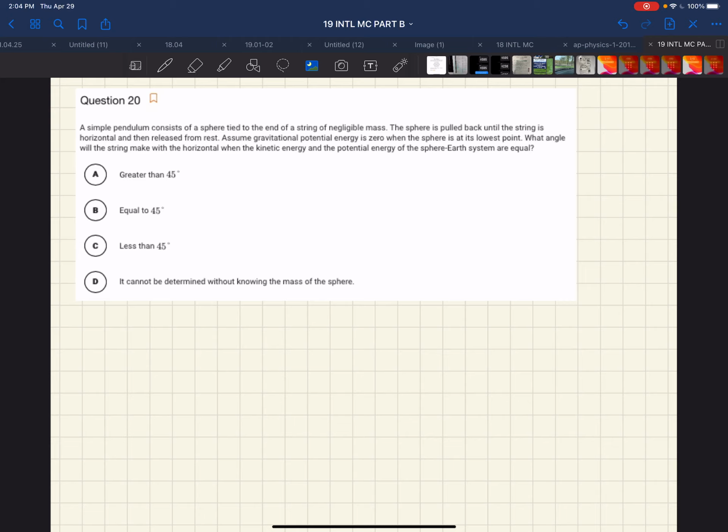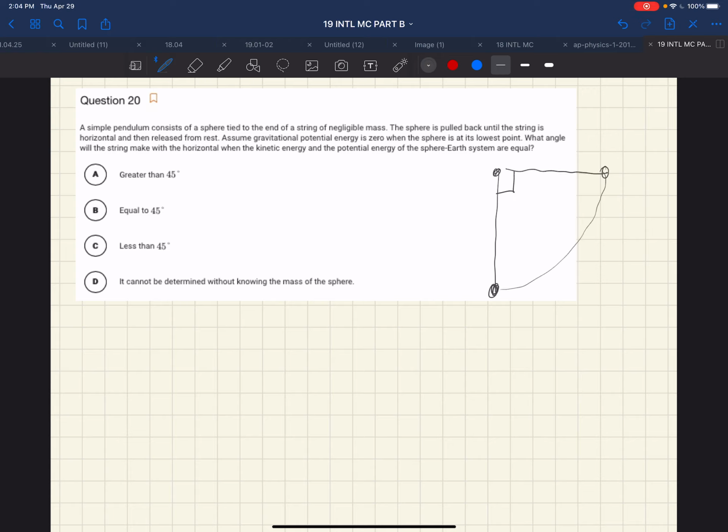Question, we are told there is a pendulum. It's tied to the end of a string of negligible mass. The sphere is pulled back until the string is horizontal. So that means it's going to be pulled up here and released, like so. So we know that angle is 90 degrees. And we're going to set the gravitational potential energy equal to 0 when it's at its lowest point.